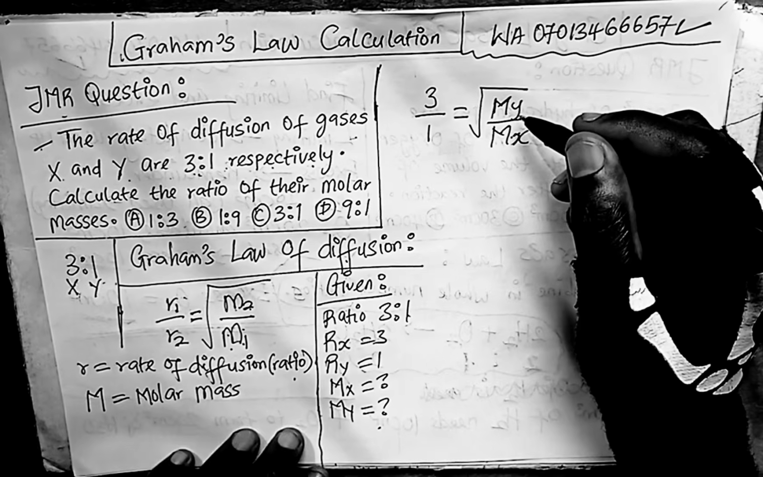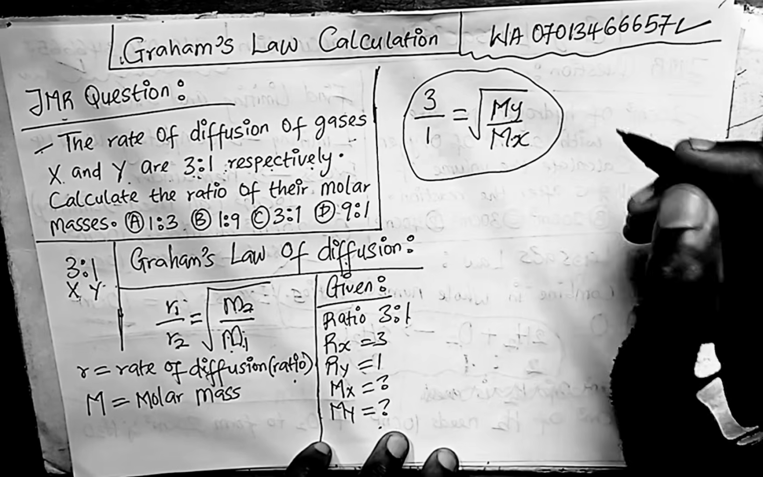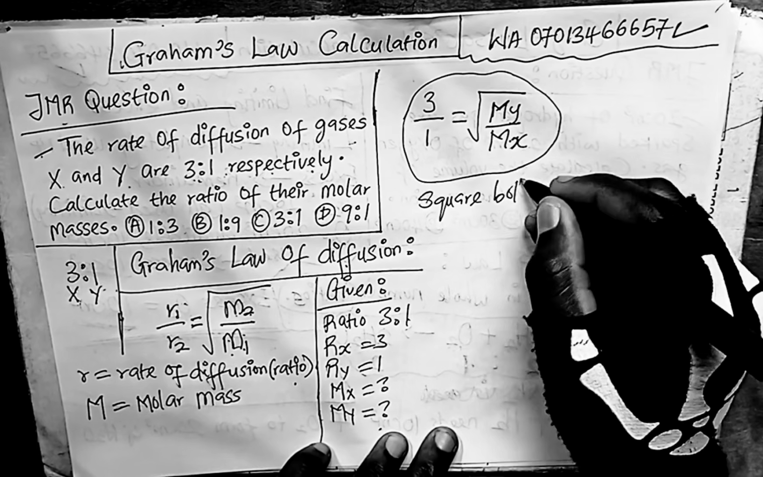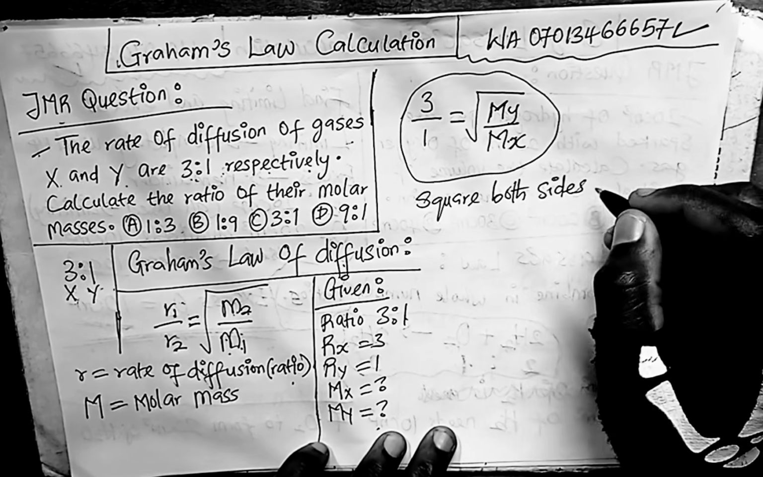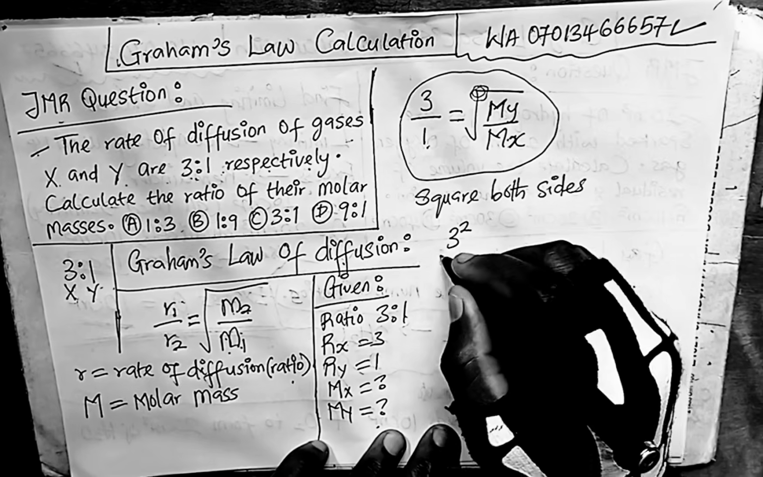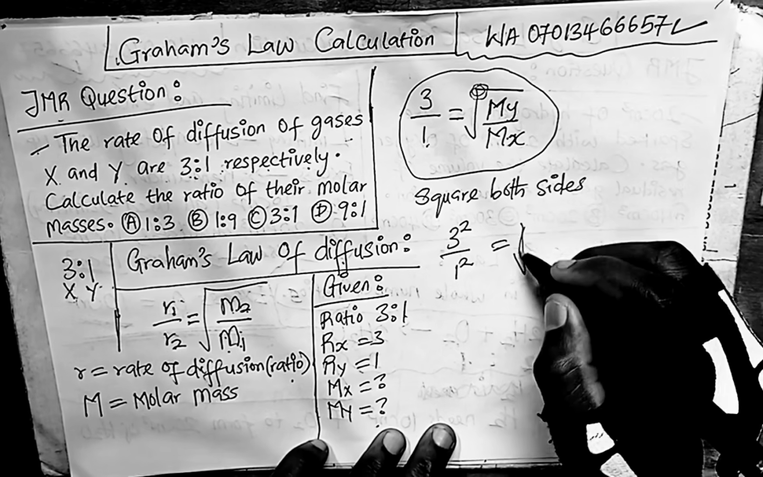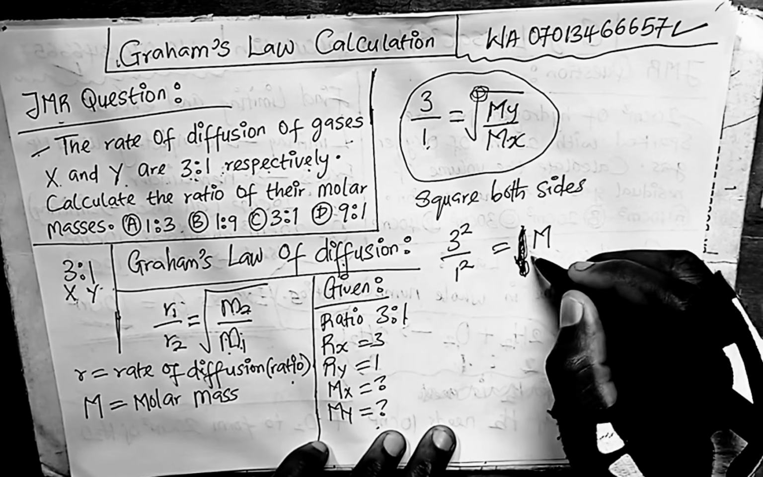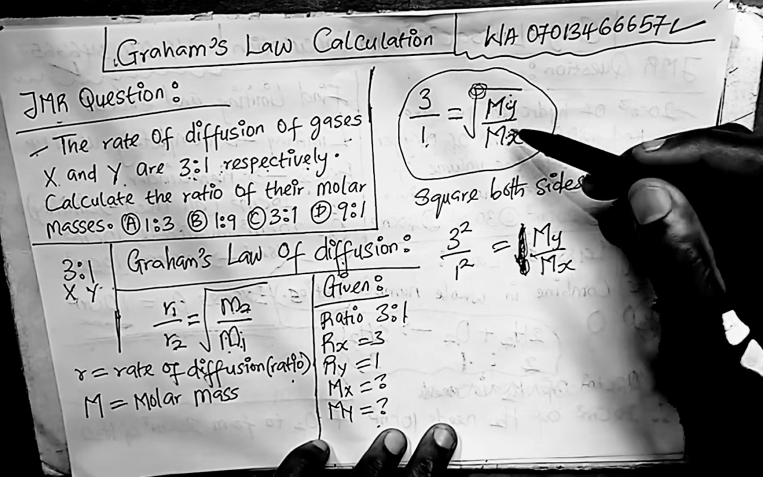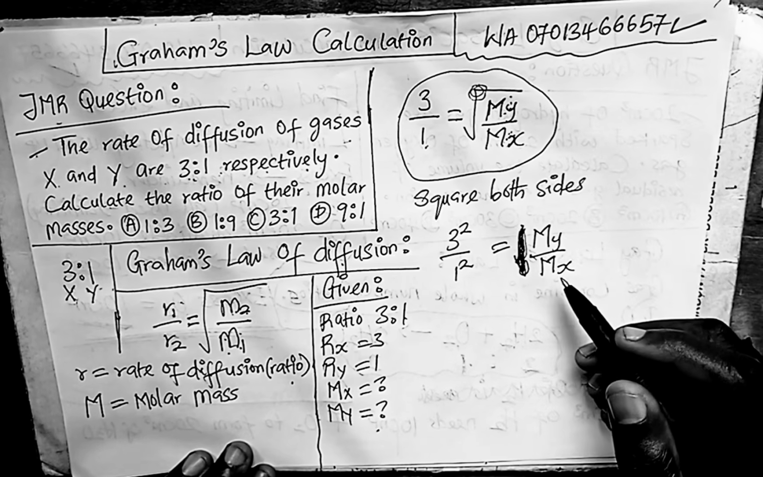Now for a situation like this, that's where your basic mathematical knowledge comes into play. You square both sides, so that you can remove the square root. So you now have 3 raised to power 2 over 1 raised to power 2 equal to MY over MS. You have to be very careful, because the essence is to remove this square root. If we had numbers inside, we would just solve and find the square roots. But here, because they are letters, we have to square both sides so that we can solve and cross multiply if need be.